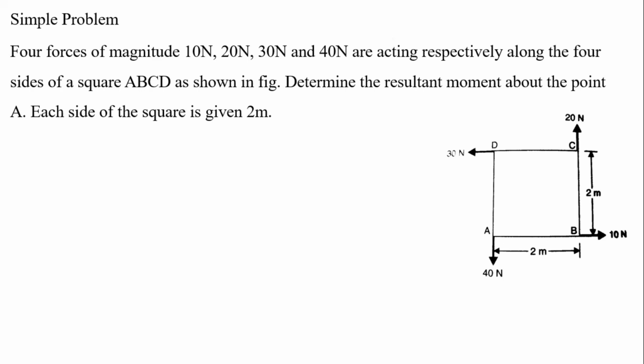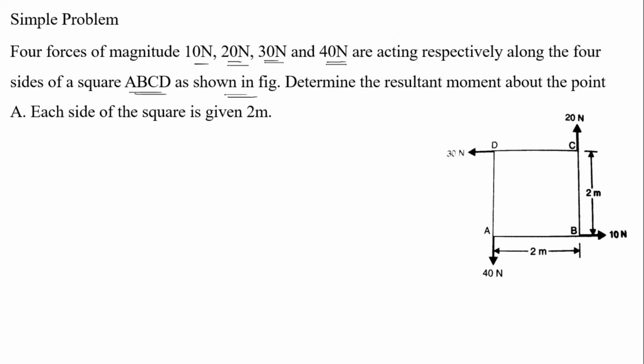Today we will discuss a simple problem. Four forces of magnitude 10 Newton, 20 Newton, 30 Newton and 40 Newton are acting respectively along the four sides of the square ABCD as shown in the figure. Determine the resultant moment about the point A. Each side of the square is 2 meter.